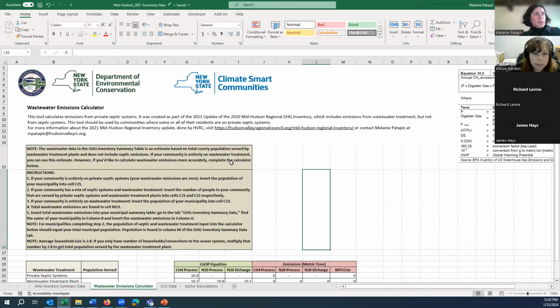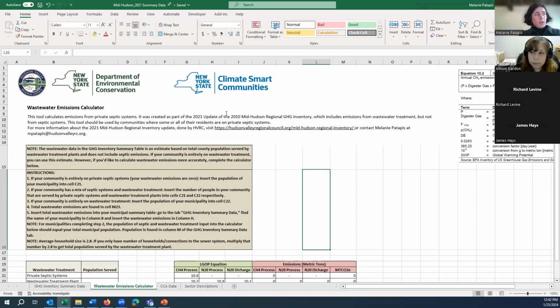So following the 2010 methods, which only included emissions from wastewater treatment, but not septic systems, this inventory also only includes emissions from wastewater treatment. So if you are a community that has some or all of your residents that have private septic systems, the estimate that is currently in place here does not include private septic systems.